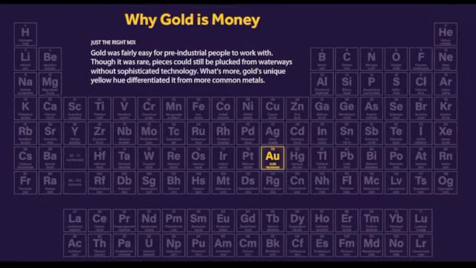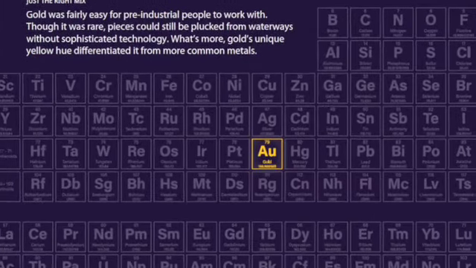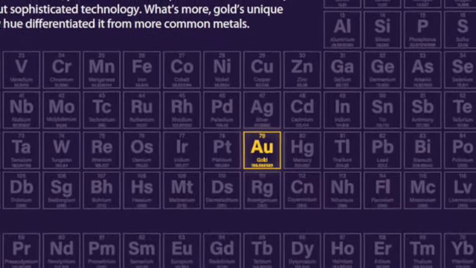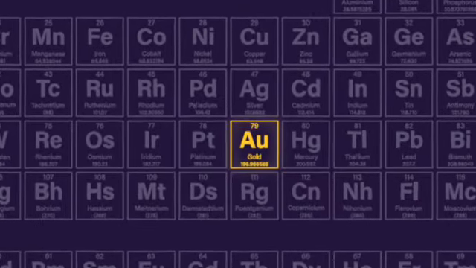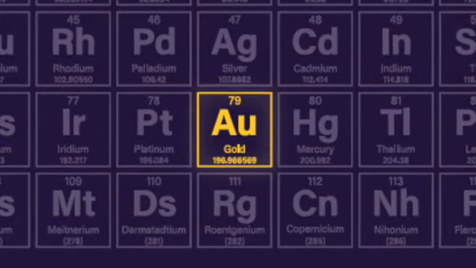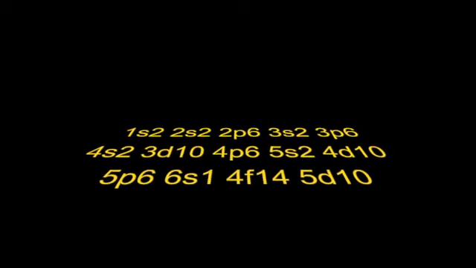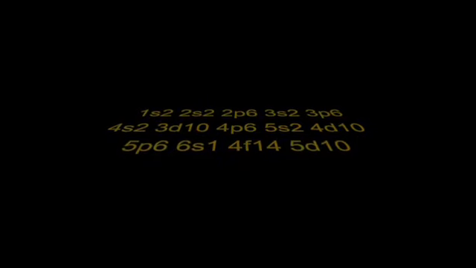But what is gold exactly? Gold is a transition metal. It's located in the 11th group in the 6th period of the periodic table. Transition metals are good conductors of heat and electricity, they're malleable, and they have high melting points. Gold has a total of 79 electrons, with 1 valence electron in the 6s orbital and 10 electrons in the 5d orbital. That's the electron configuration, in case you're wondering.